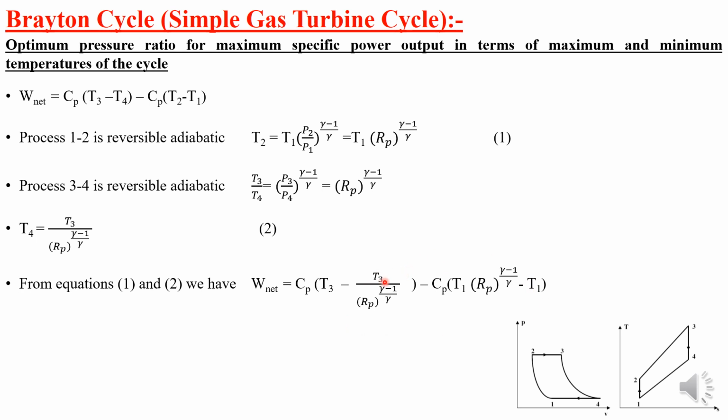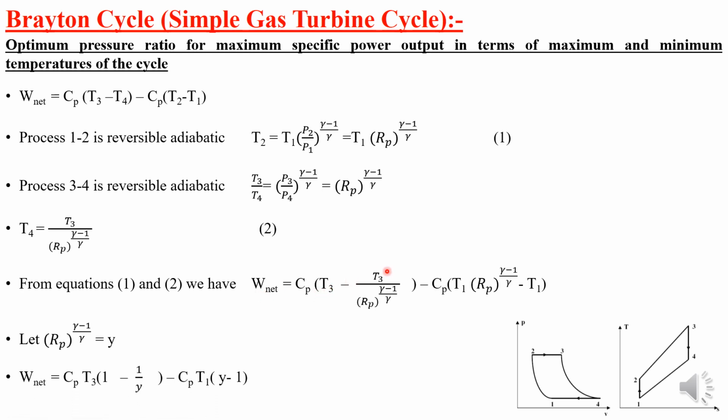And now let us assume some other notation for Rp, because writing this out will take more time, or it may lead to confusion. So let us assume Rp to the power gamma minus 1 by gamma as y, just y. Instead of writing this many terms, we just substitute y. So what will the expression become? W net becomes Cp T3.